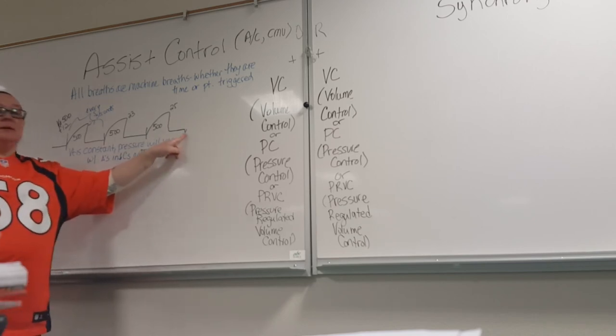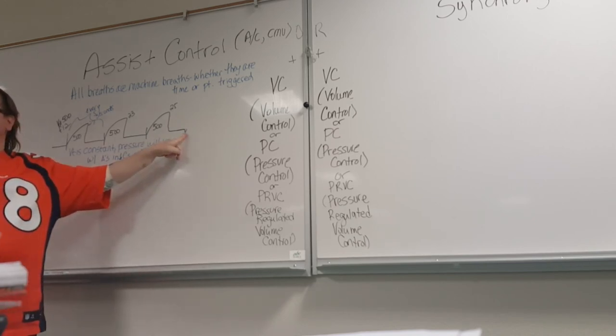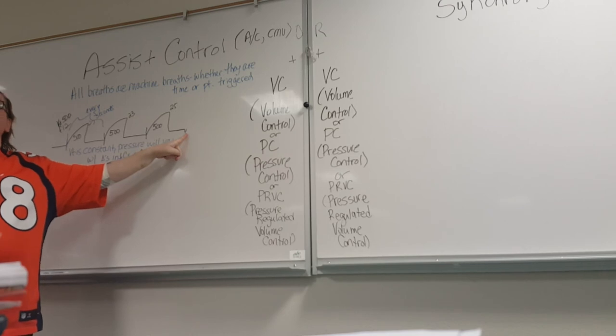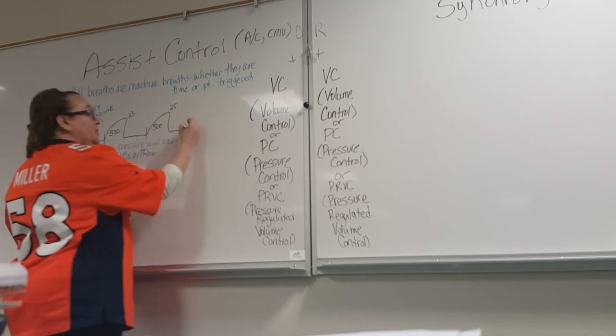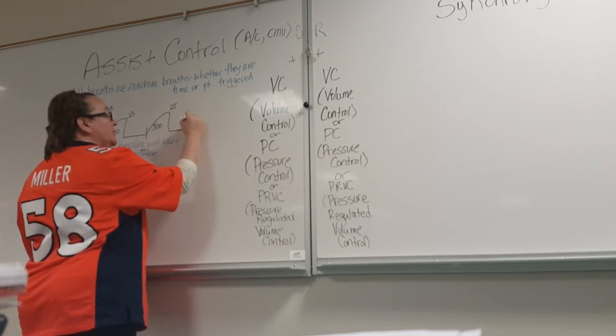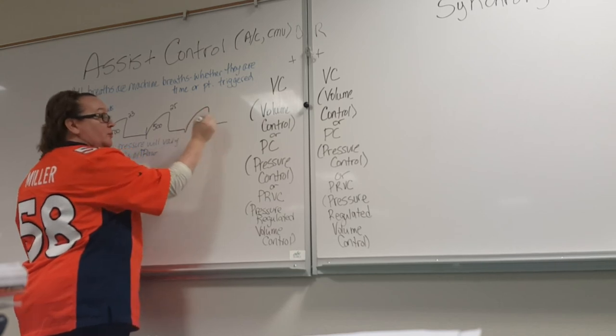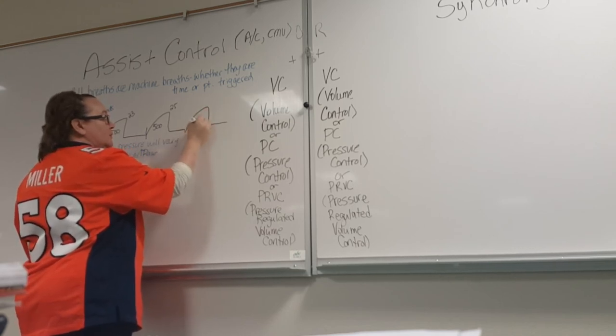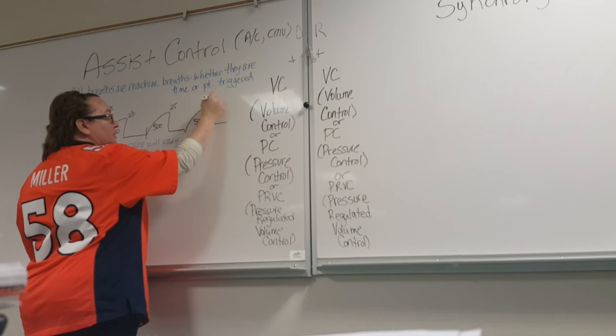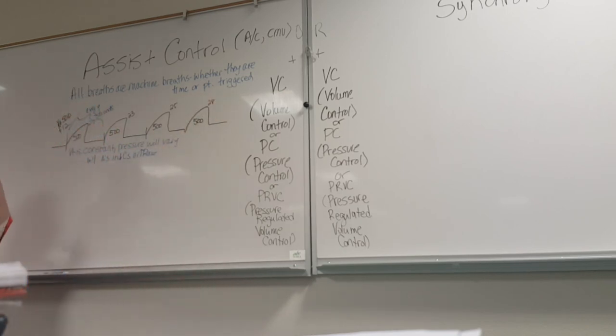Now, here, my patient's triggered a breath. See the negative deflection? If you're in assist control and the patient triggers a breath, what's going to happen is the machine is going to deliver a full volume, 500. And again, your varying pressure. So we'll say that time it's 28.